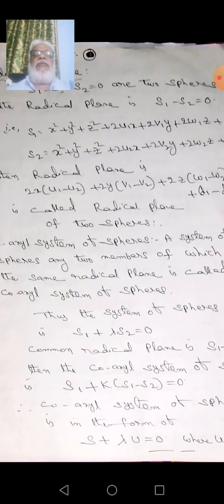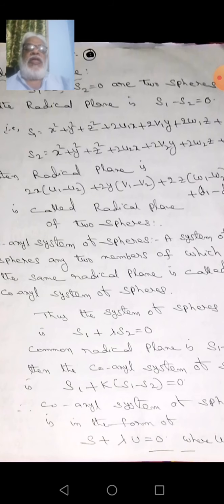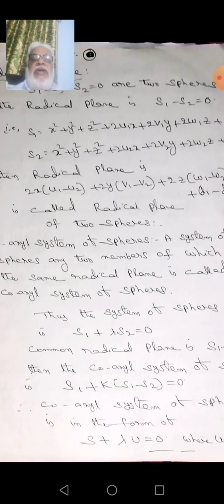Can you write S1 minus S2 = 0 as the plane equation? No, that also becomes a sphere equation. Again we get a sphere equation here, but when S1 and S2 have the same coefficients of x square, y square, z square, then only we simplify it.